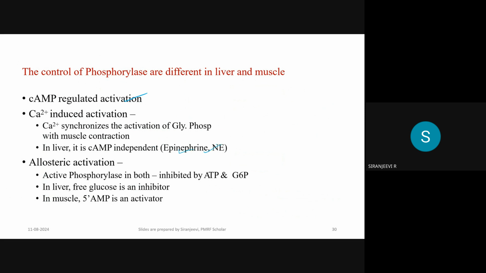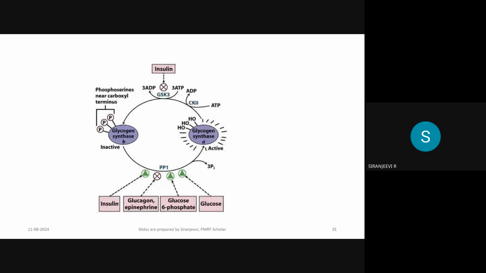The allosteric activation, we always call it, the active phosphorylase will take place. It is inhibited by GTP and glucose 6-phosphate because the energy state is high. If it is high, then glycogenolysis will not happen because the energy is more and the glucose 6-phosphate is more. In liver, free glucose is an inhibitor, and in muscle, 5' AMP is an activator. So you can read this and then go back to it.